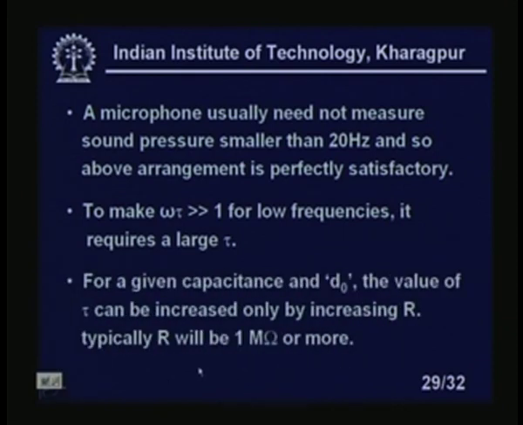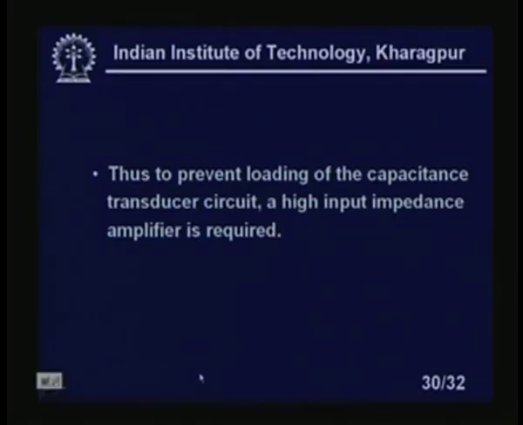For a given capacitance and D naught, the value of tau can be increased only by increasing R. Typically R will be 1 megohm or more. So, if you can make 1 megohm or more, obviously omega tau will be quite large. So, even for low frequencies, I can faithfully reproduce my original signal, right. Thus, to prevent loading of the capacitance transducer circuit, a high input impedance amplifier is required, a buffer amplifier. There are various types of buffer amplifier, it is not a very big deal now to have a good buffer amplifier, and we can make the reproductions.